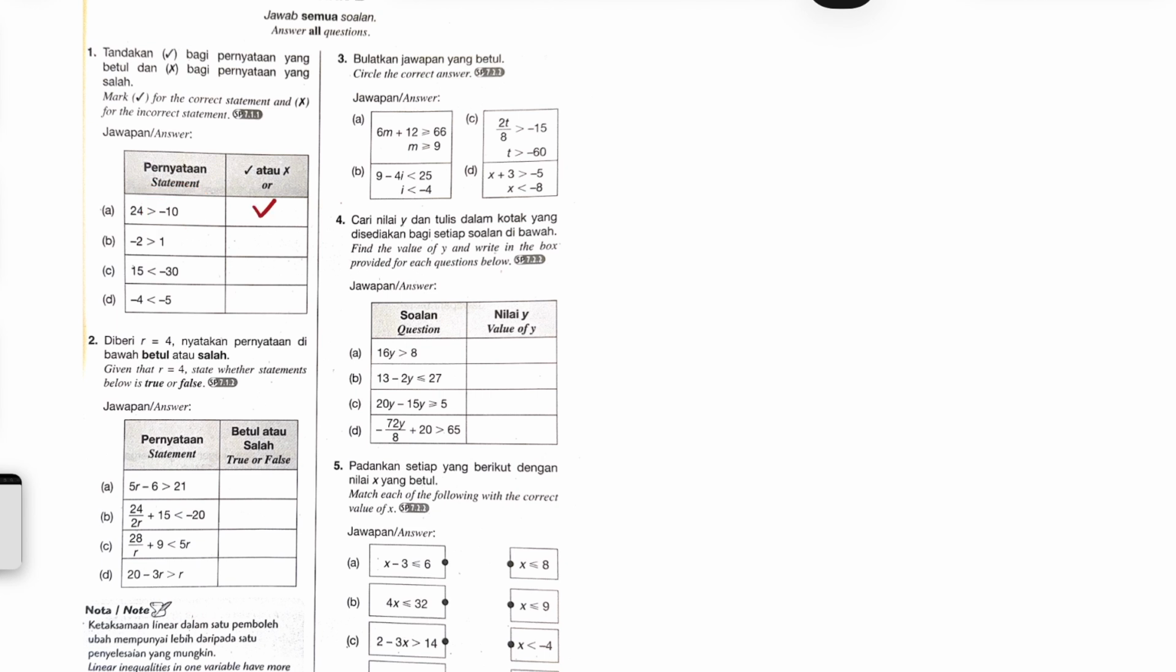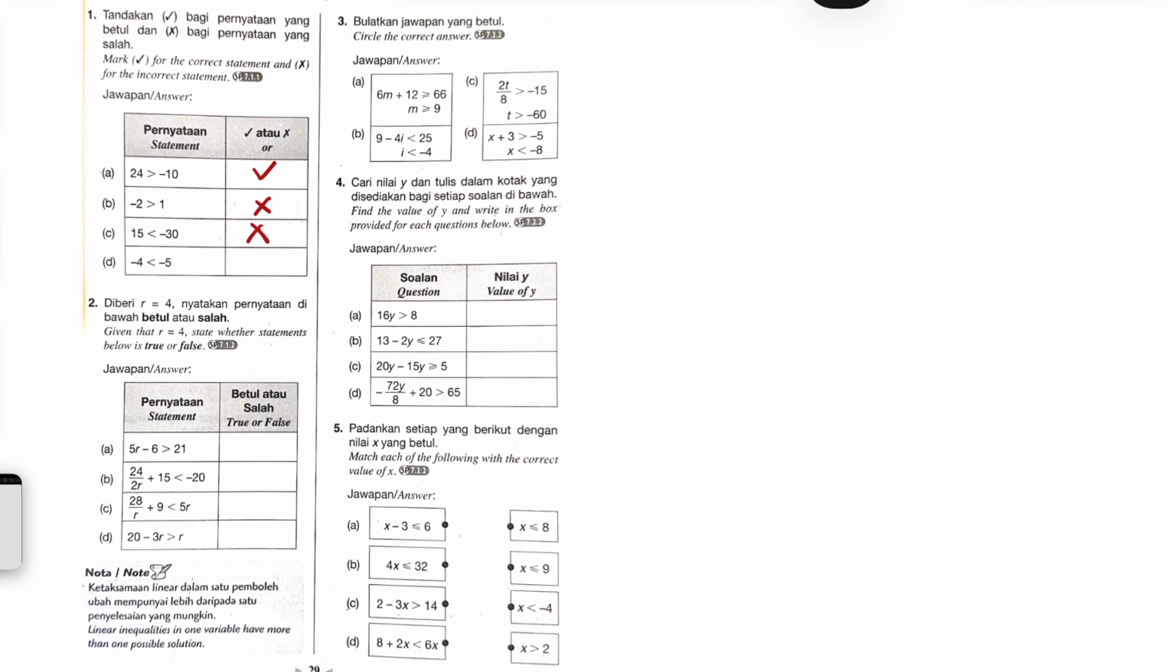Okay, so B is definitely wrong. A negative number cannot be greater than a positive number. Then C, 15 less than negative 30, also impossible. Okay, 15 is greater than negative 13, so this is wrong also. Okay, so the last one, negative 4 less than negative 5.